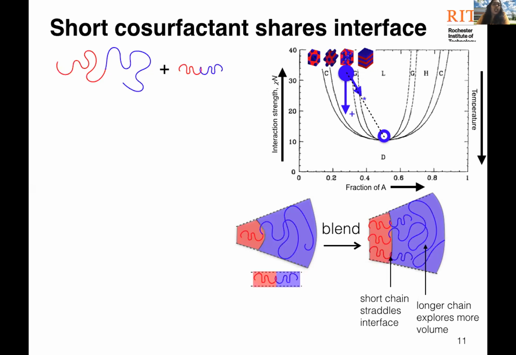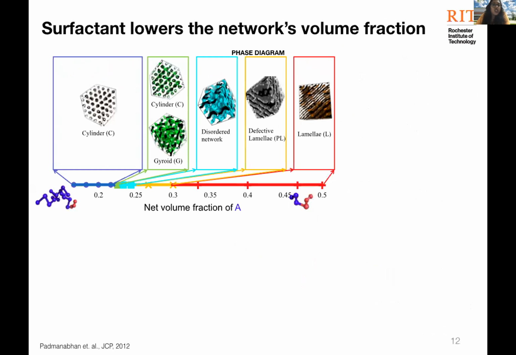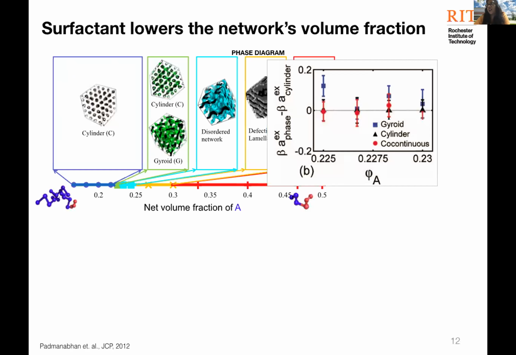And again, if you change composition, I should be able to draw this tie line and get gyroid somewhere in between. So again, we did that in simulations, and we indeed get cylinder on one extreme, lamellar on the other extreme, and the gyroid in between. But when we get the gyroid, we also get defective cylinders, and so we calculated free energies. And you can see that the free energy difference is really, really tiny, and these could be metastable.